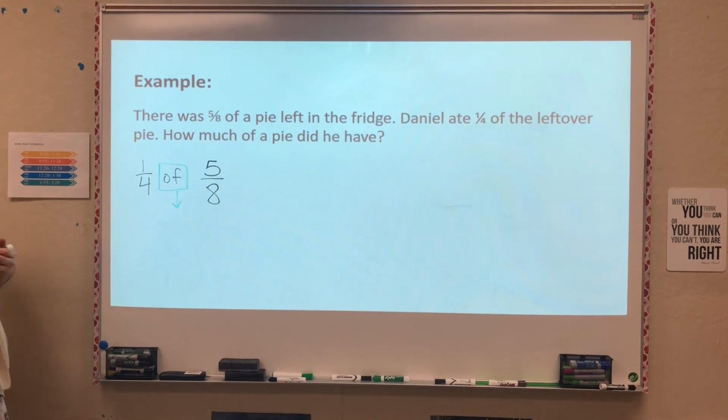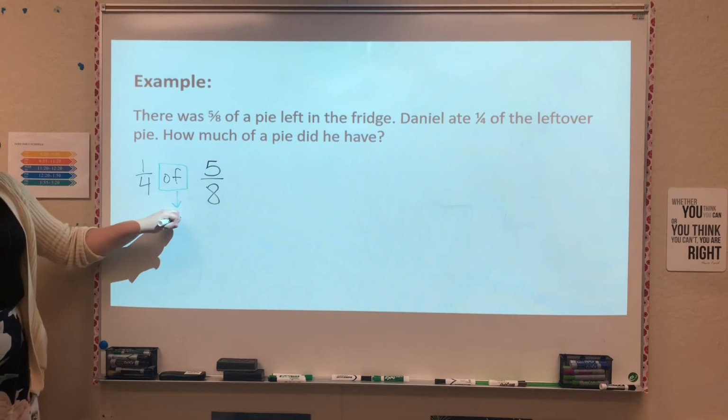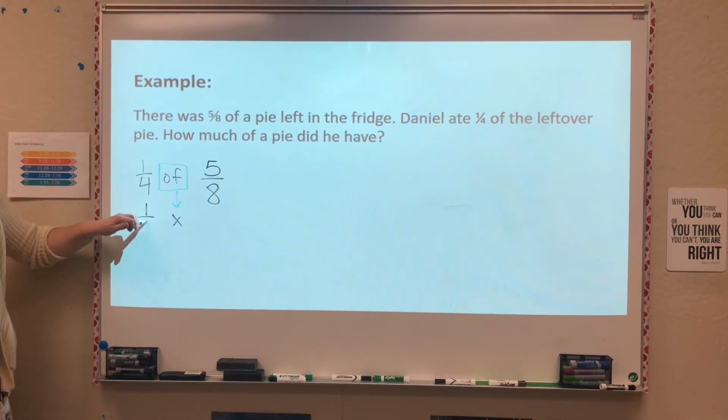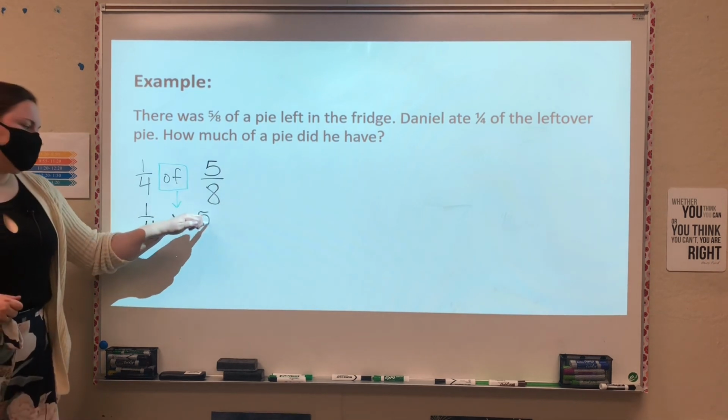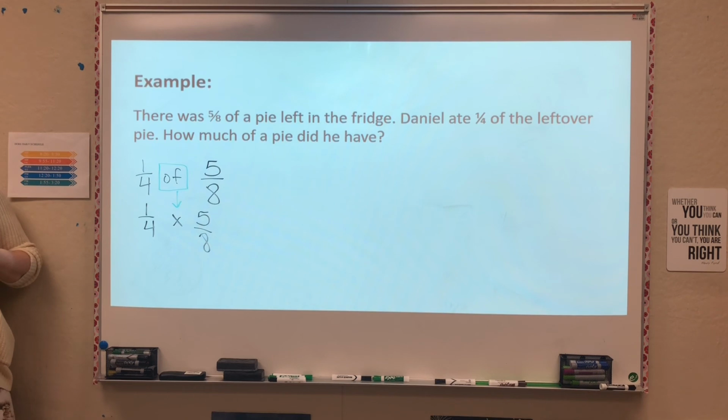That word "of" is the only one you haven't said. Multiplication. If you are finding a fraction of something, you are multiplying. You are multiplying 1/4 times 5/8. It's similar to when we were finding percentages of something last quarter. We were multiplying there. Fractions of something, it's the same idea.